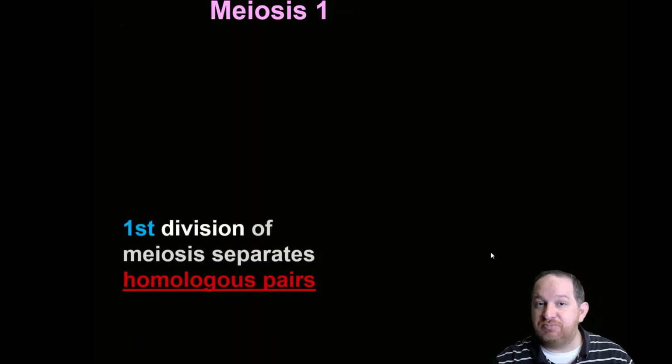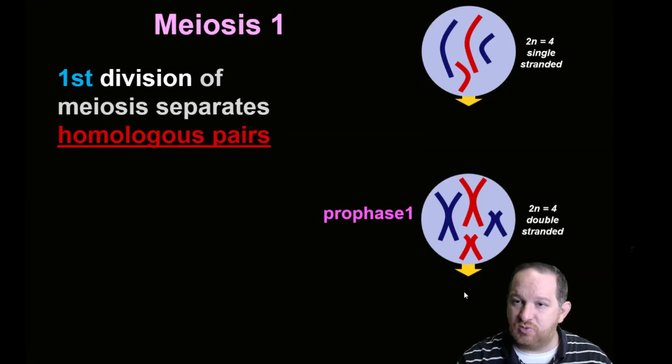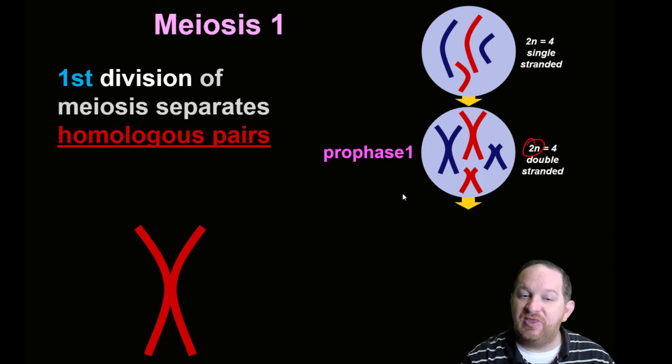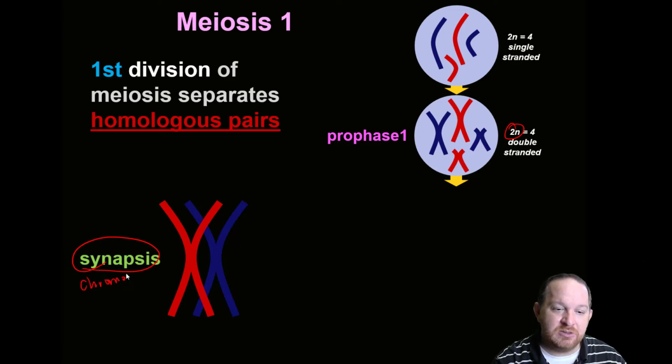So let's look a little more deeply into meiosis 1. The first division separates the homologous pair. This is what I just mentioned there. So what happens is they line up, you see the chromosomes in prophase 1. We're still 2N, right? And then in prophase 1, you'll see that this homologous pair, which are already double-stranded, will kind of overlap. We call this event synapsis. That's when the chromosomes start to overlap a bit. And it forms what we call a tetrad.